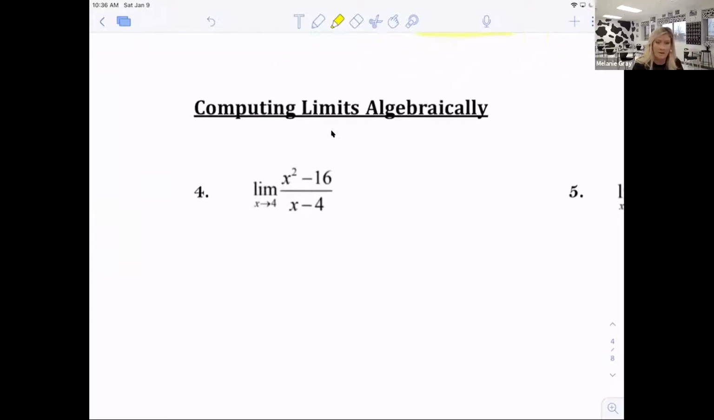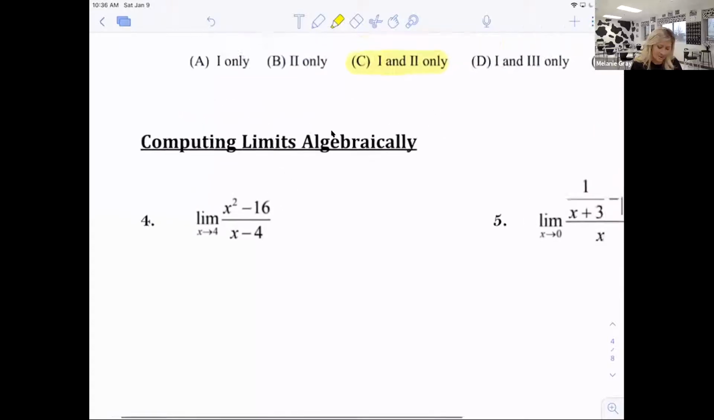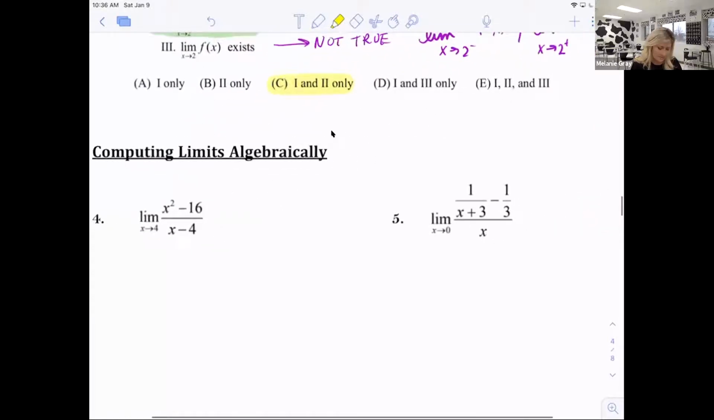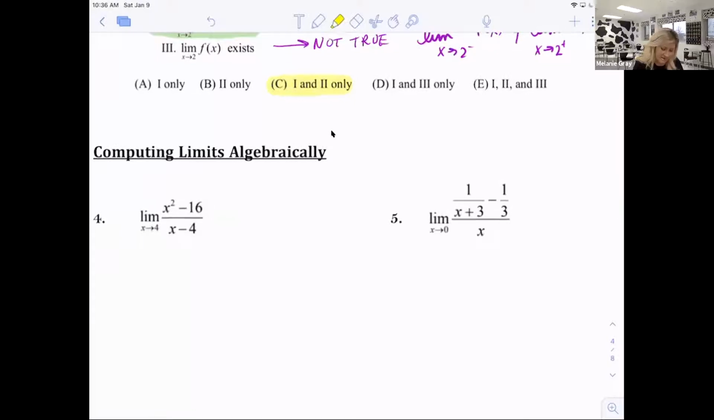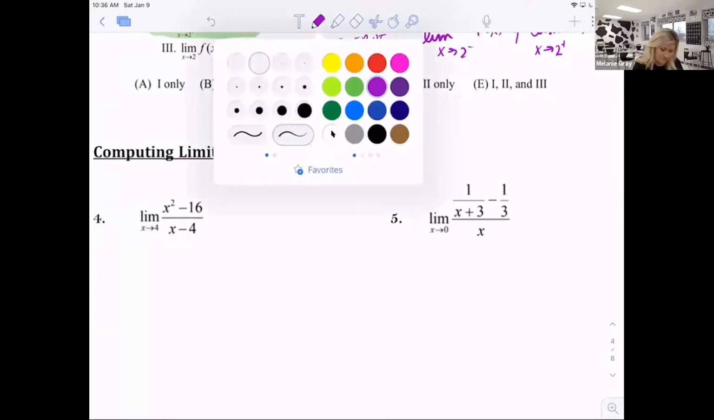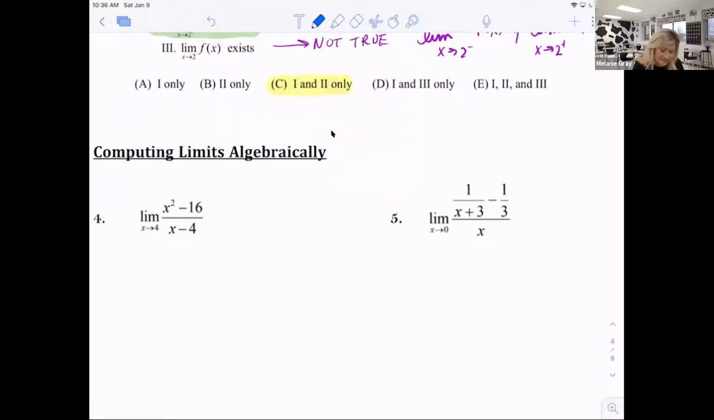All right, moving on to computing limits algebraically. So we first talked about computing limits graphically. Now we're going to look at computing limits algebraically. And I'm actually going to write over here in this blank space a little bit before we dig into these examples. So the first thing that you should try when you're computing limits algebraically is direct substitution.